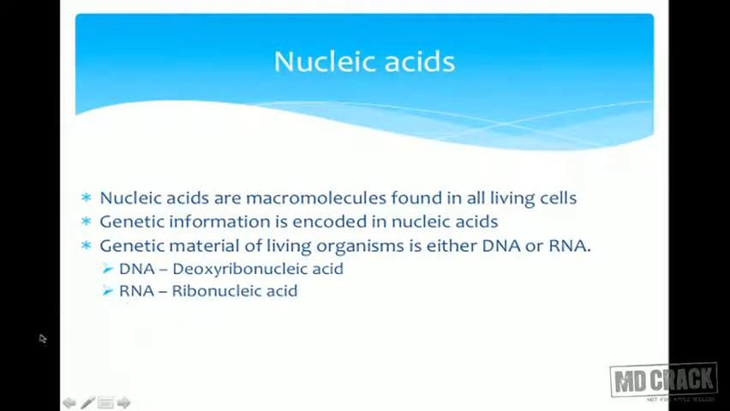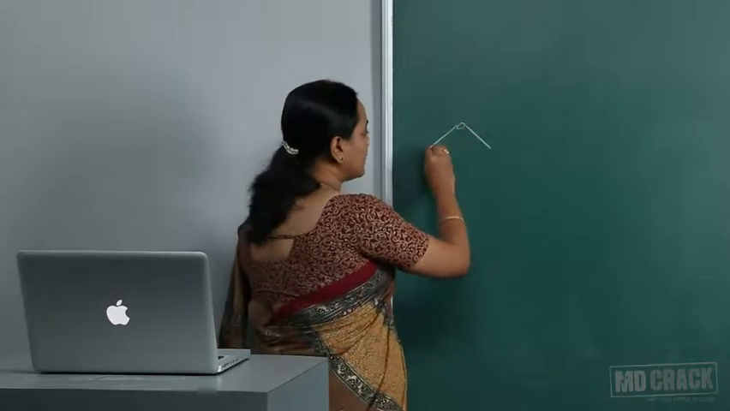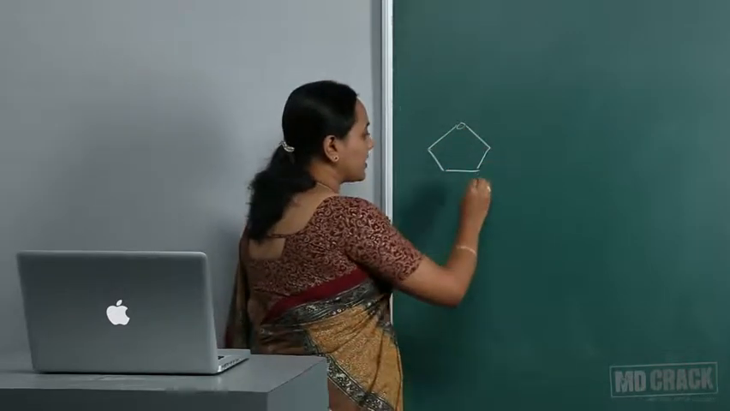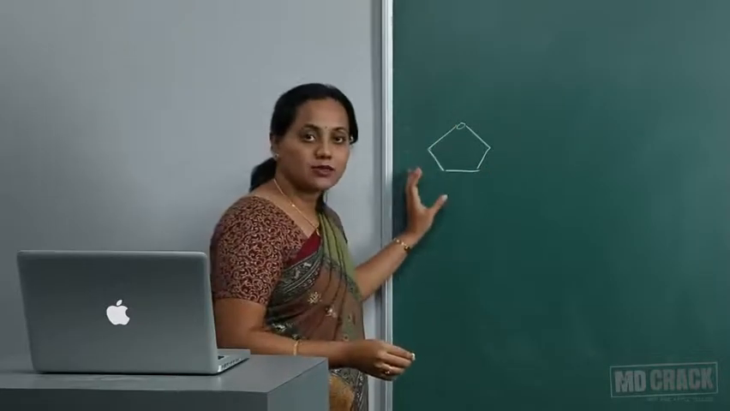Now the genetic material of living organisms is either DNA or RNA. In a way, DNA is the one which is going to form the RNA, so it is mainly in the DNA. And what is DNA? DNA is deoxyribonucleic acid and RNA is ribonucleic acid. What is the difference between deoxy and oxy, or ribonucleic acid? Now, the ribonucleic acid contains a sugar known as ribose.